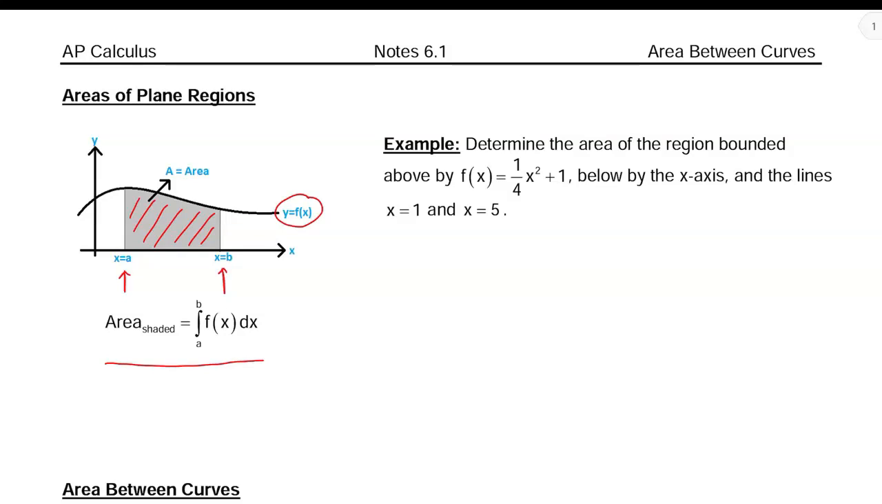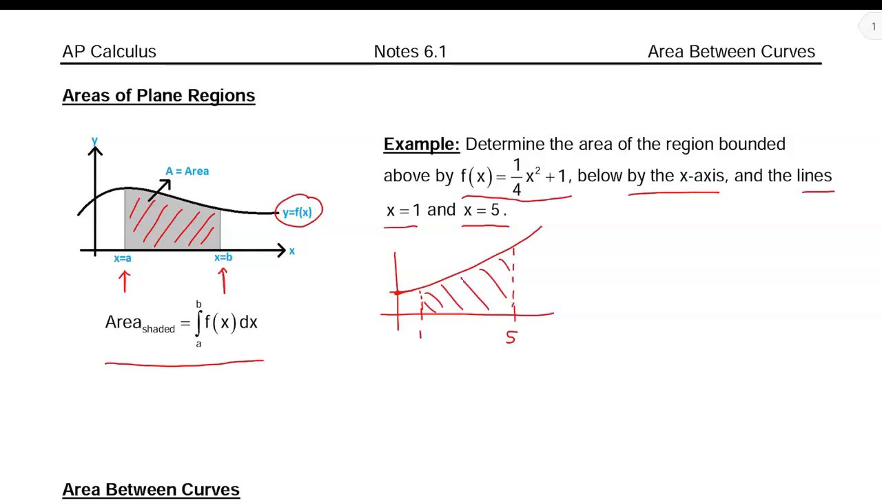So we'll handle this with an example. Determine the area of the region bounded above by this function and below by the x-axis, and then the lines x equals 1 and x equals 5. A picture of this would look similar to the one on the left. The curve 1/4 x squared plus 1 is going to be a parabola opening up, and the region we're interested in is this region right here.